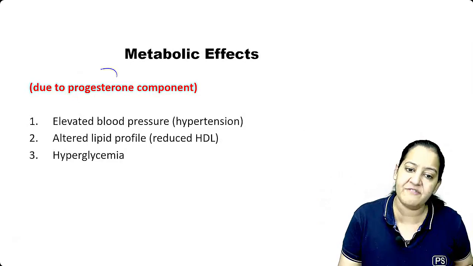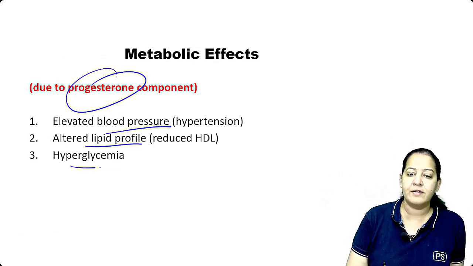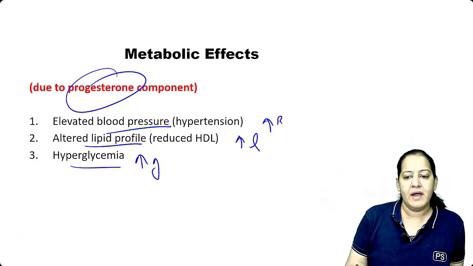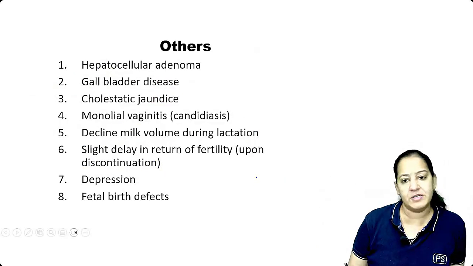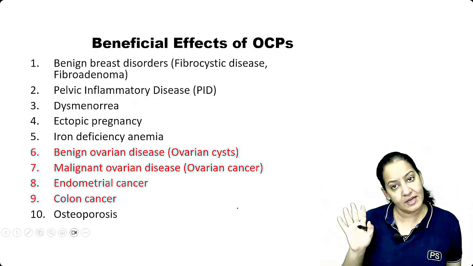Okay, and metabolic effects are due to progesterone. It causes rise in blood pressure, altered lipid profile, and hyperglycemia. More glucose, more lipid, and more blood pressure. These are the effects caused by progesterone. Others you don't learn, have a look. That's it. Don't learn. Okay, these are the side effects of OCP.